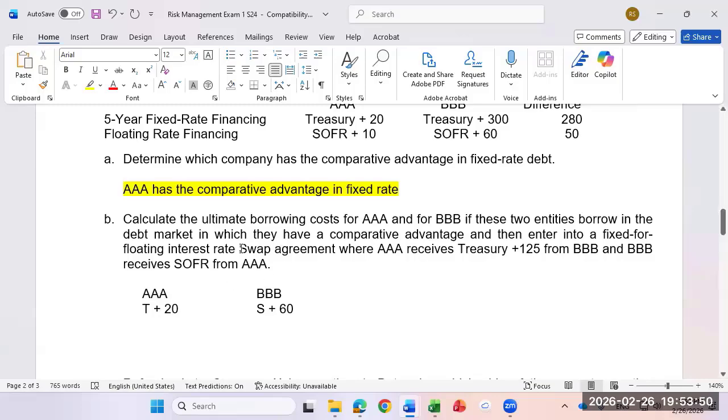All right. Swap, you just write it down. And I'm real picky on this as well because of plus and minus signs. AAA is going to receive, and we're talking about the cost. So if they receive, that's going to reduce their cost, minus T. And watch this, they're also going to receive 125. So minus 125. That means BBB is going to pay treasuries and they're going to pay 125. So what they pay is a plus sign because that's going to increase their cost. What they receive is a minus sign. And AAA is obviously going to pay SOFR and BBB is going to receive SOFR.